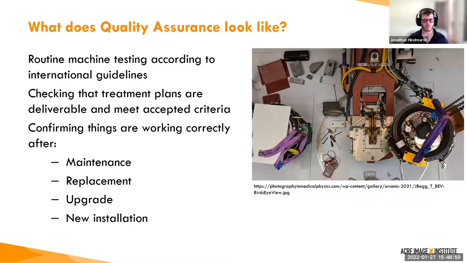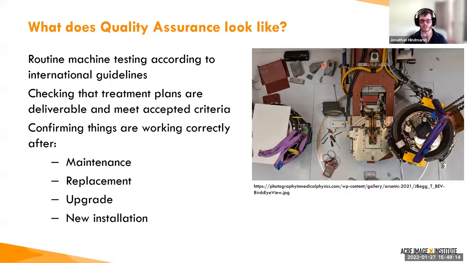So what does quality assurance look like? This is a fairly extreme version of quality assurance. I believe that they are replacing the beam shaping components, what we talked about in the first half, they're entirely replacing that. So following this intervention, this is a lot of work for the physicists after this.